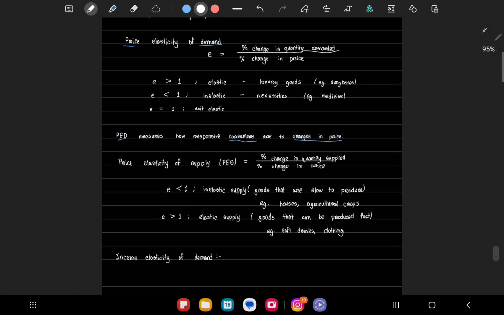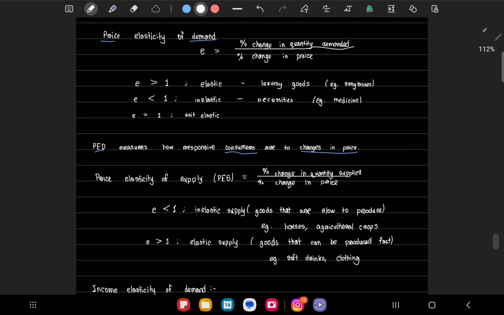So you can see the similarity between the price elasticity of demand and the price elasticity of supply. They have the same denominator. The numerator changes from percentage change in quantity demanded to percentage change in quantity supplied. They have similar baselines as well. So greater than 1 means elastic, less than 1 means inelastic.